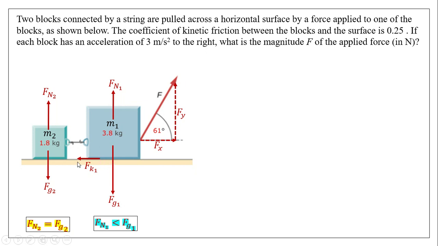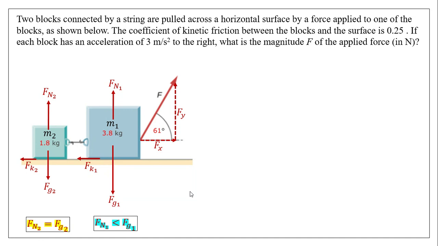In this case, it would be pointing left. But if there's friction on M2 as well, M2 will also generate its own kinetic frictional force. I'll call that FK2. So as you can see, both these arrows are pointing leftward because they're acting against the system's motion.